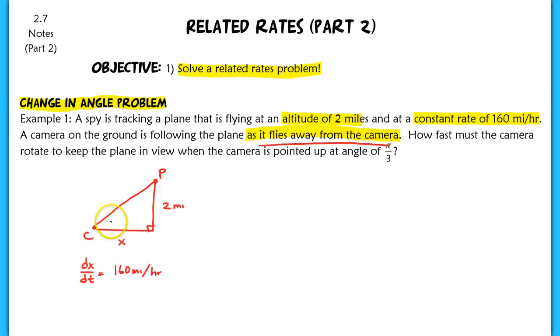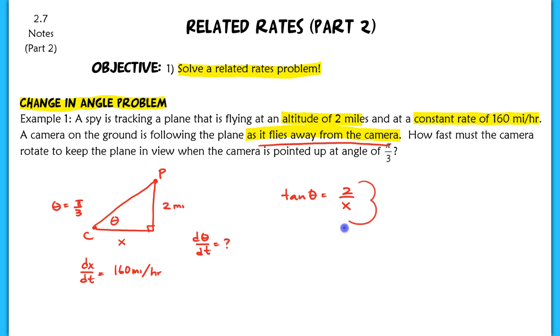Now we're interested in finding how fast that camera has to rotate in order to keep the plane in its view. So we're trying to find dθ/dt. That's what we don't know. We know that theta is going to equal pi/3 when we want to figure out how fast it has to rotate, but this is so far all of the information from our given problem. So now we can go ahead and try to set up an equation. Just by looking at the diagram here, I see the relationship between theta and x. The tangent of theta is going to equal 2/x.